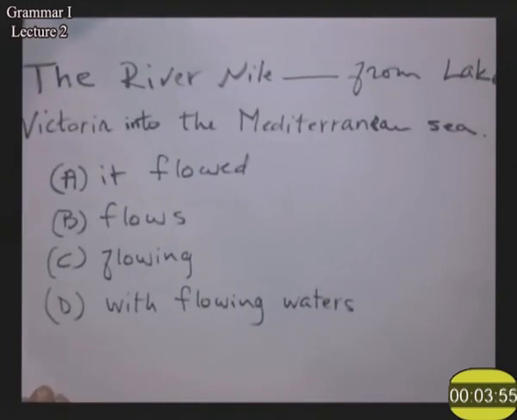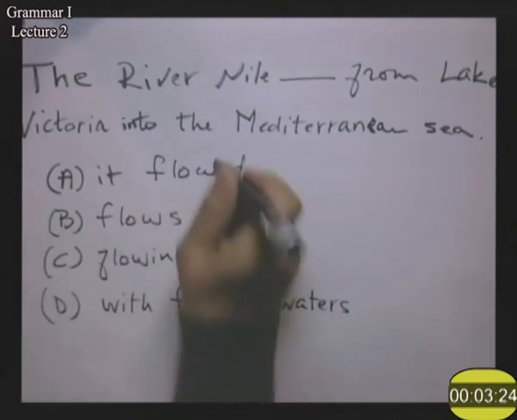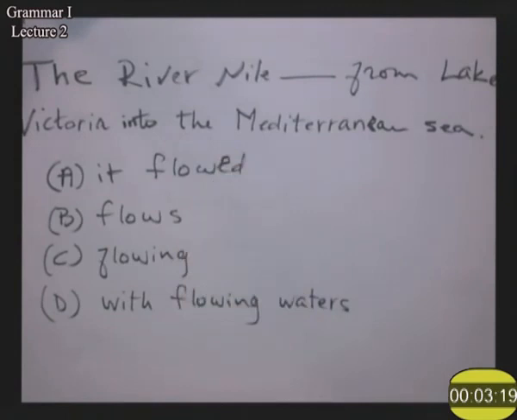The river Nile blank from Lake Victoria into the Mediterranean Sea. طيب the river Nile it's the subject. فين الفعل؟ ما فيش فعل. So I decide from the beginning that I need a verb. طيب عندي it flowed. Flowed is a verb. حتى لو مش عارفة flowed يعني ايه، هاخد بالي ان انا هنا عندي flowed، ed، وانتو عارفين ed دي بتبقى في الفعل، وعندي نفسها برضو flows وعندي flowing، يبقى معناها ان ده فعل. flow is a verb.